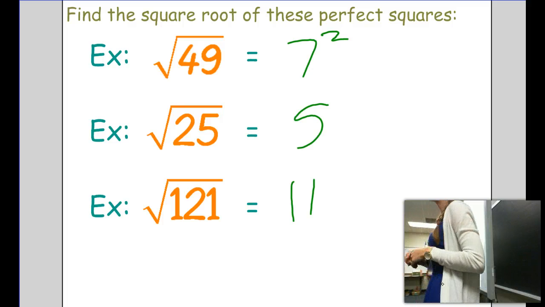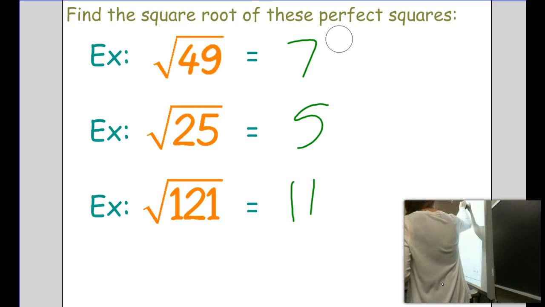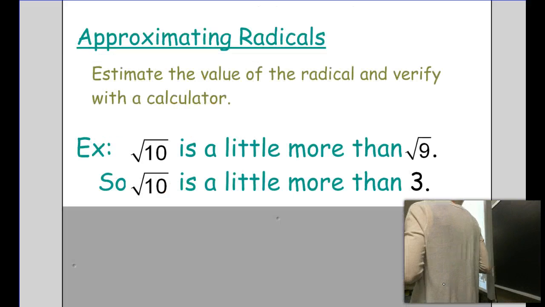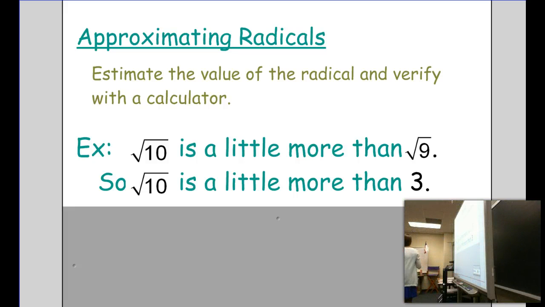If you write 7 squared as the answer, will I have to mark it wrong on your quiz? Yes, I will, because the answer is not 7 squared. It's 7.